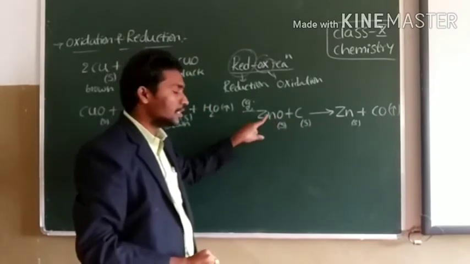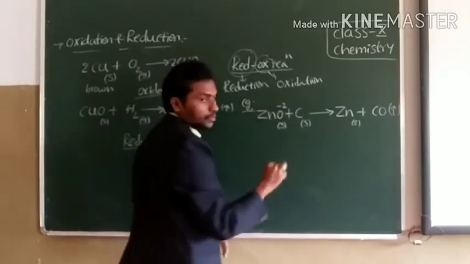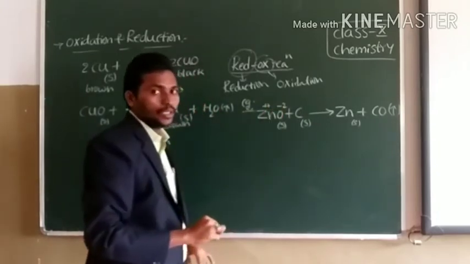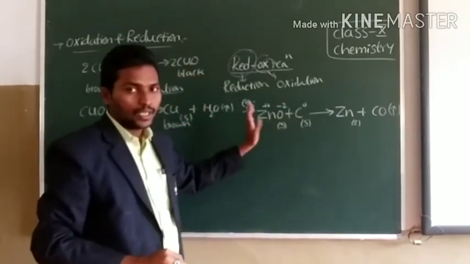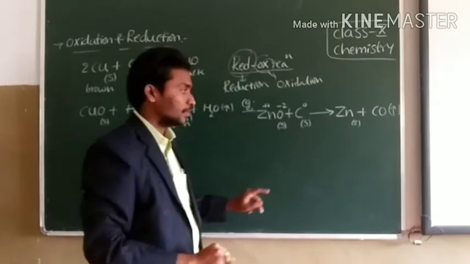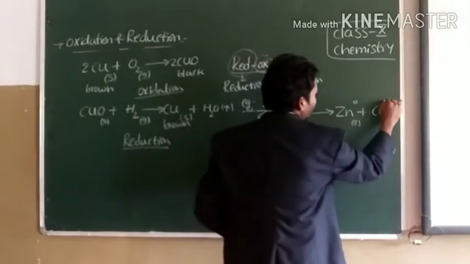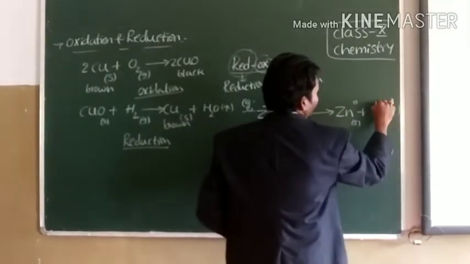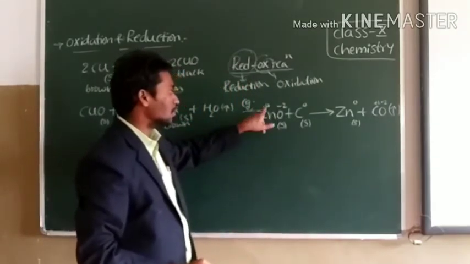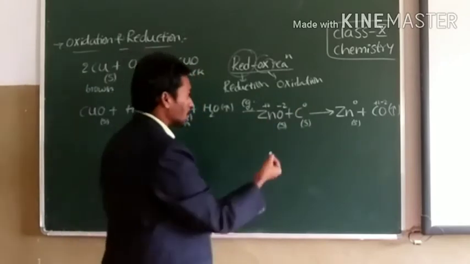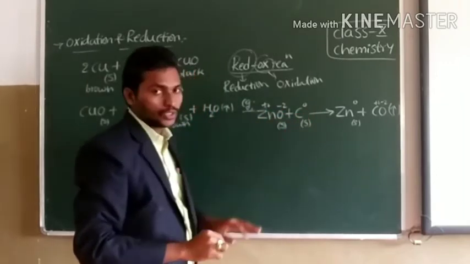Let us write the oxidation states of reactants and products here. Here oxygen oxidation number is -2. Here zinc is +2. Here oxidation number of carbon is 0 because oxidation state of elements is 0. And here zinc oxidation number is 0. Here in carbon monoxide, oxygen is -2, carbon is +2. Here oxidation number of zinc changes from +2 to 0.